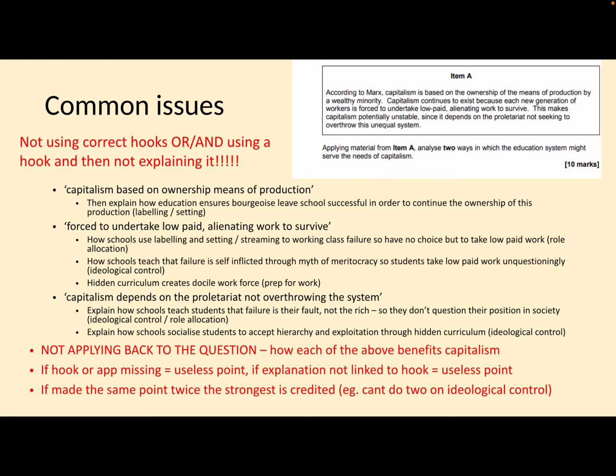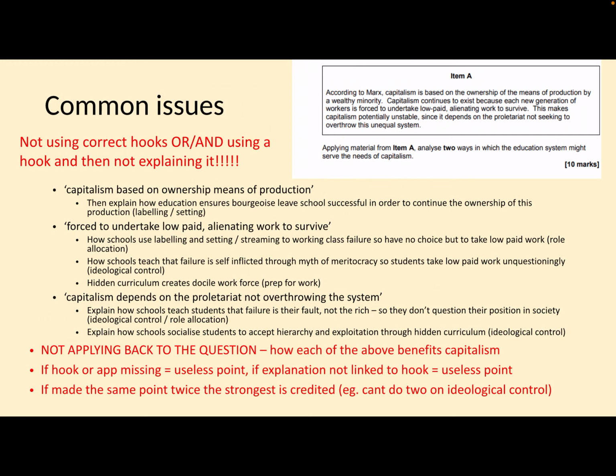Forced to undertake low-paid alienating work to survive. It was a really good hook to use. There's lots of things you could have said about that. So what is it that schools do that mean that when working class students leave school, they take those low-paid jobs and they put up with how bad they are, basically. So you could have used a few different explanations here. You could talk about how schools label, they set and stream working class students, so they end up failing. So as a result, they've got no choice but to take those low-paid jobs. That's role allocation. If you've already done a point on role allocation, you can only do it once.